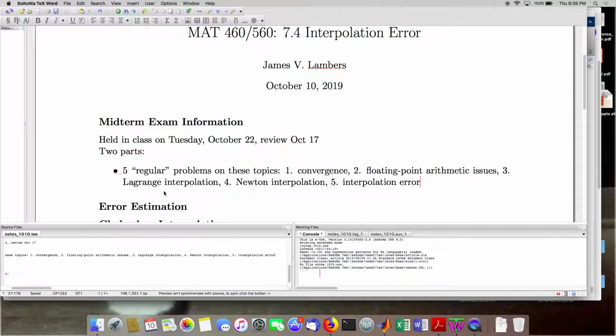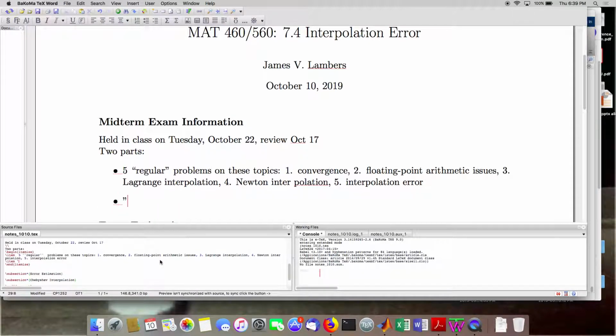Okay, so that's the first part of a test. The other part of a test is what I like to call the lightning round. This would be questions on concepts. Probably, and do not hold me to this, but it feels right, 10 or so questions of this type.